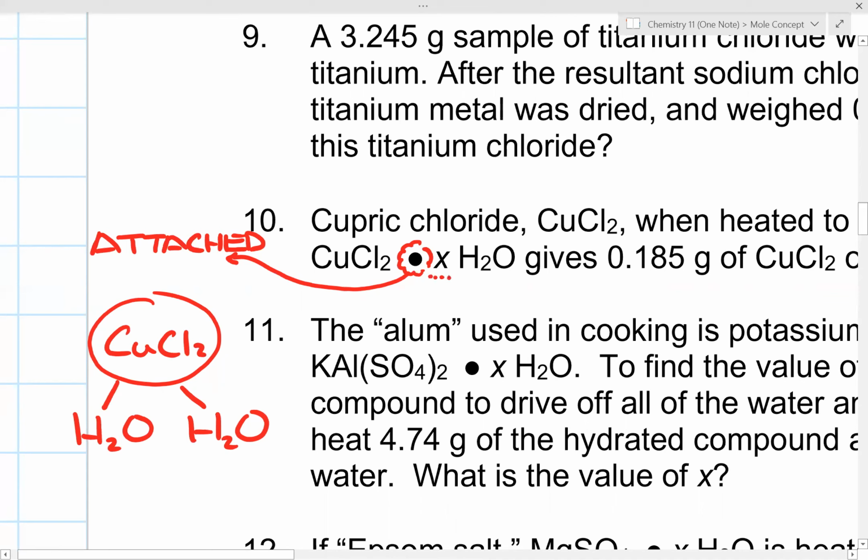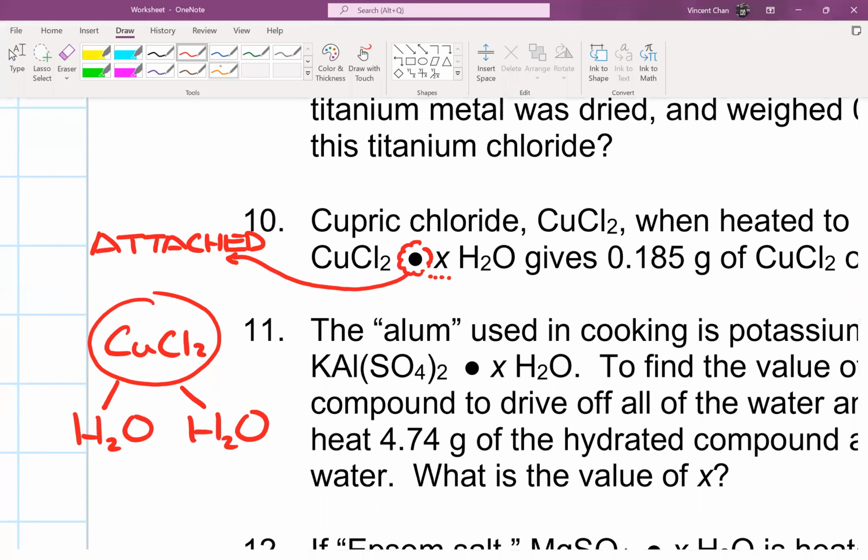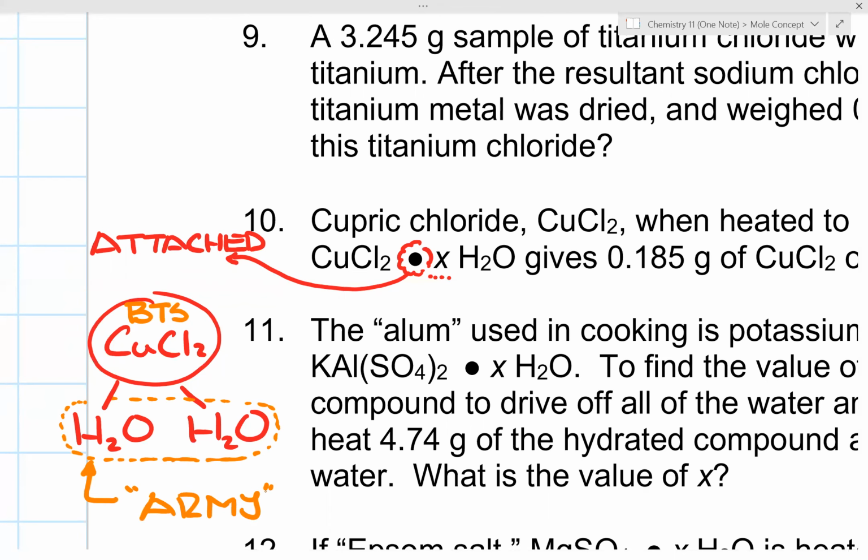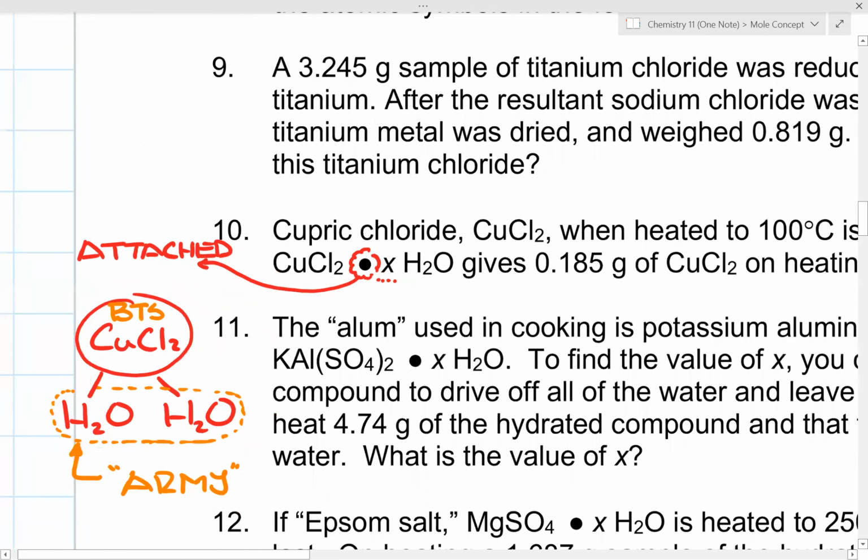An example would be something like this. Let's say CuCl2 is a band. Let's say there's this group that's really popular right now, BTS. Now the water would represent the people that follow that band, they call it the BTS army. That would be like what water represents. They are attached to the group, but they're not actually part of the group. And that's what that little dot means.